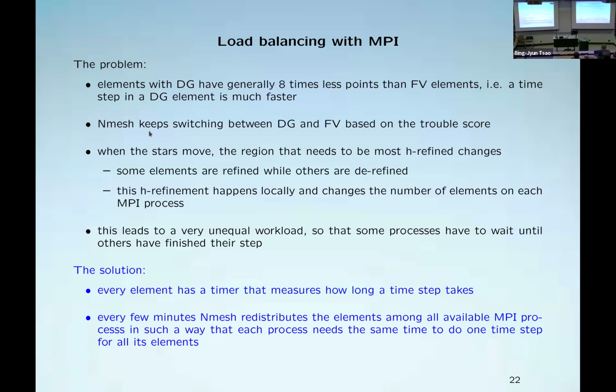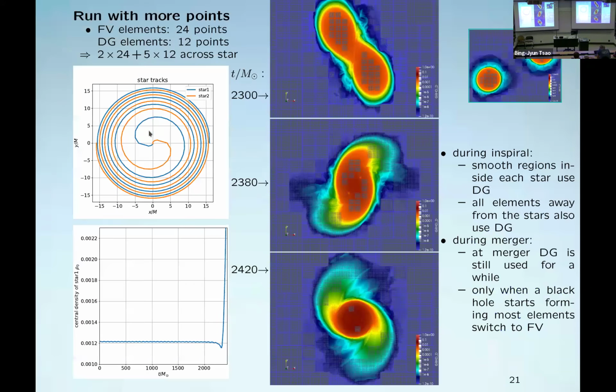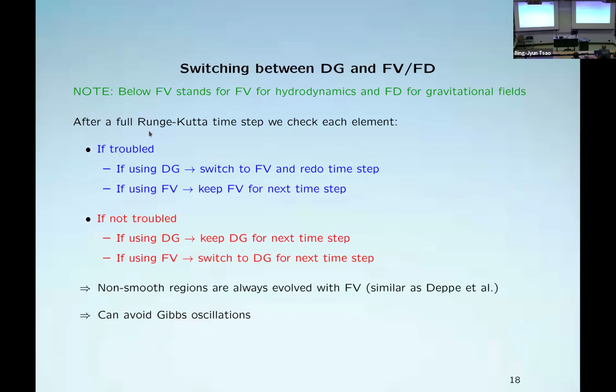So, Wolfgang, I also have a question. When you do the switching between your DG and finite differencing or finite volume, you're changing the number of grid points, so you have to map your solution in some way. How do you do that?